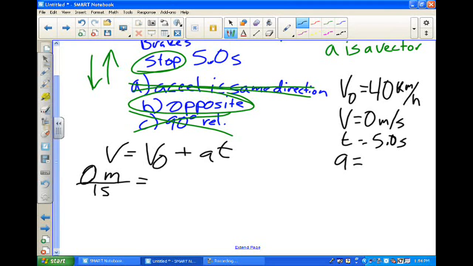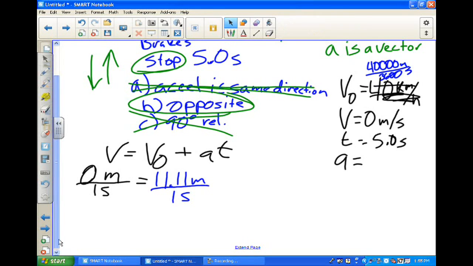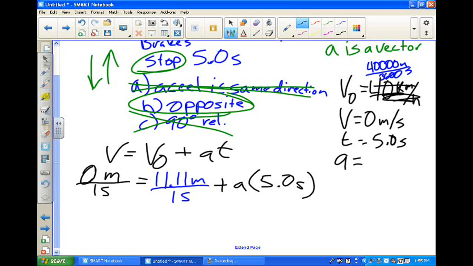So we've got 0 meters per second on one side. The shortcut to convert 40 kilometers per hour is to take 40 and multiply it by 1,000 because there's 1,000 meters in a kilometer, and then divide that by 3,600 seconds. So if I say 40,000 meters divided by 3,600 seconds, that comes to 11.11 meters per second. So 40 kilometers per hour is actually 11.11 meters per second.